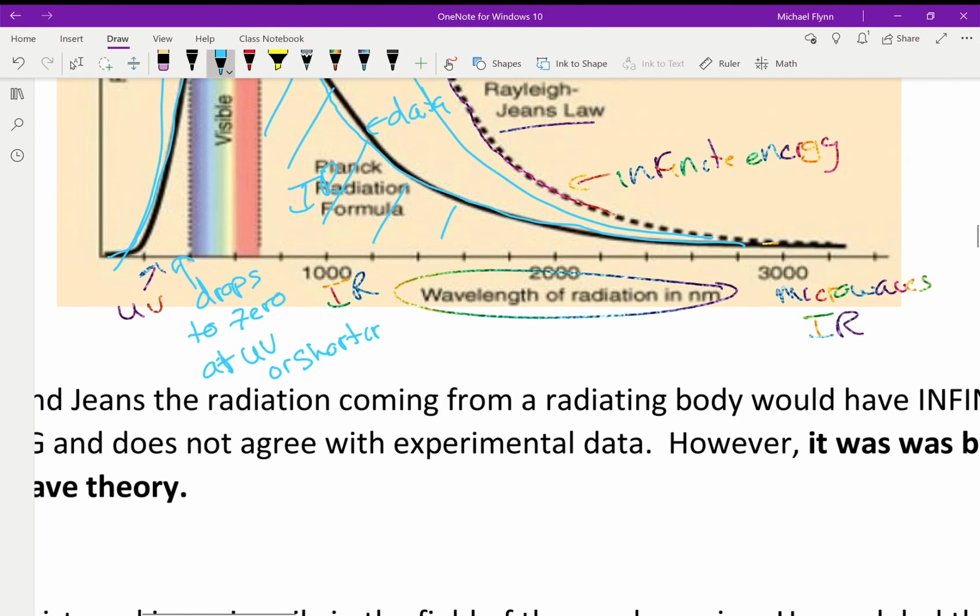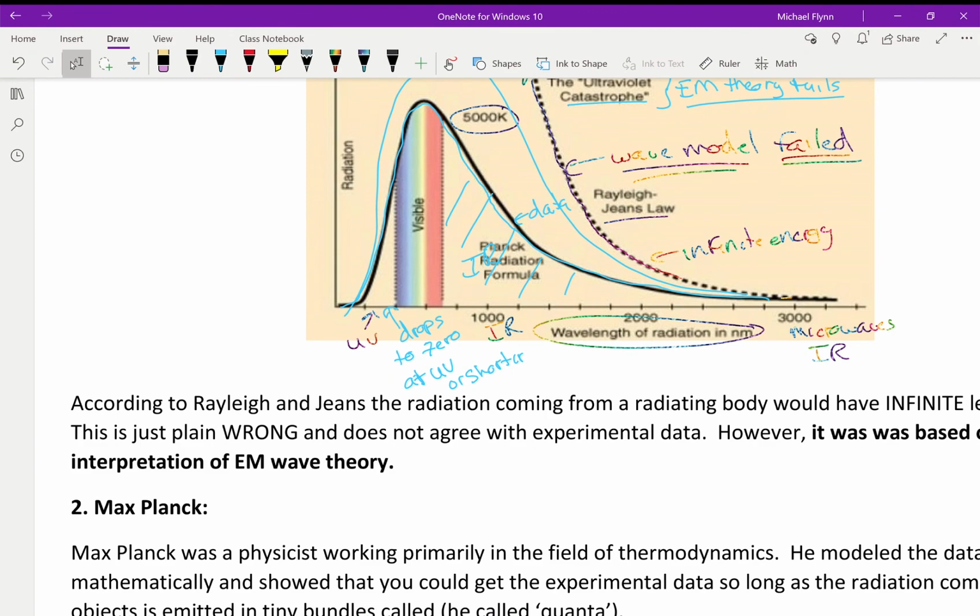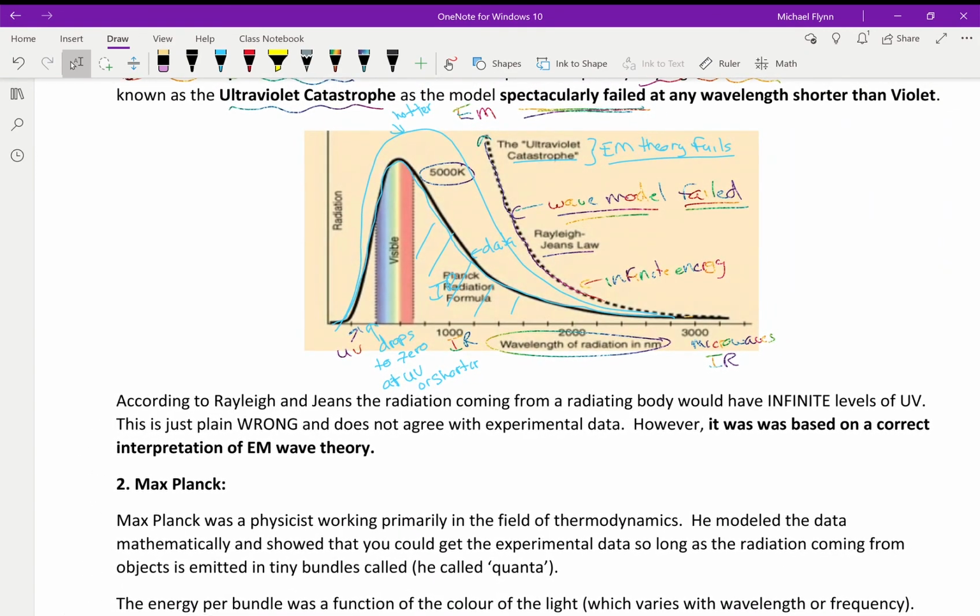It doesn't work. So this is why it was considered a catastrophe. You've got the greatest theory ever. What do we do now with the wave theory? Of course we still have interference, so light is still a wave, but the wave theory itself seems to fail when you try to explain something basic like how atoms emit light.